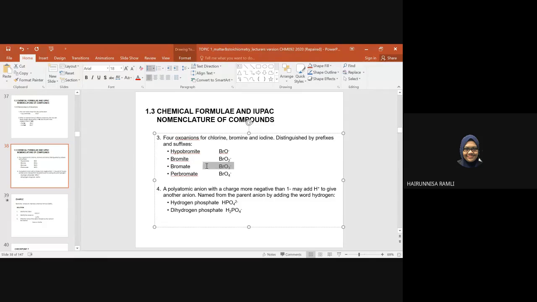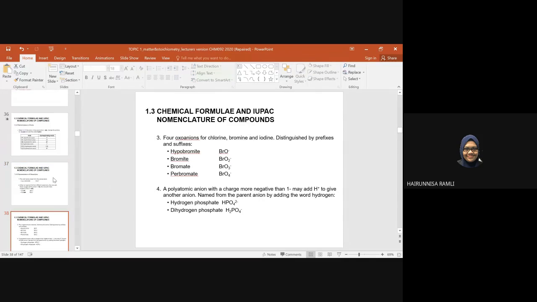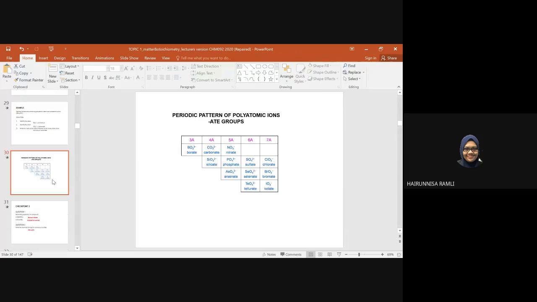Okay. Lepas tu bila kita dah pegang bromate ni, sebenarnya senang macam ni. You pegang yang ni lah. Predict pattern. You remember this one as you punya main. Main dia bila ending dia ATE. Macam chlorate, bromate. Ini semua oksigen 3. Sulfate, selenate, tellurate, ATE juga tapi oksigen dia 4. Nitrate 3. Phosphate kat sini je 4. Arsenate 4. Ini 3, 3, 3. So basically 3 atau 4 kan? Okay. So you ingat yang ini.